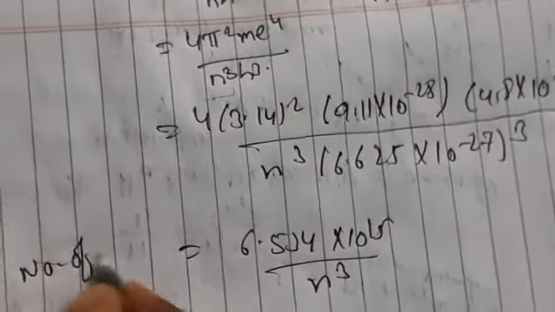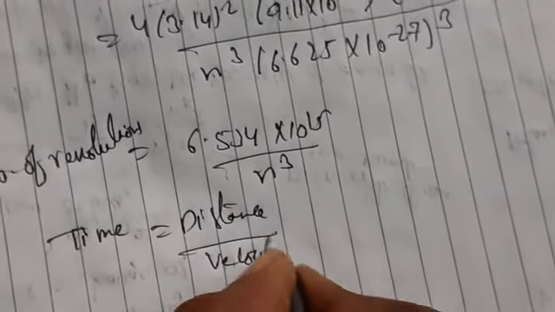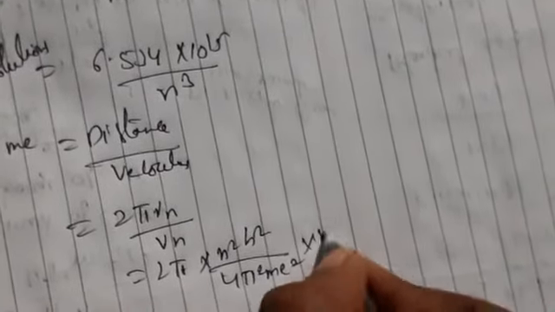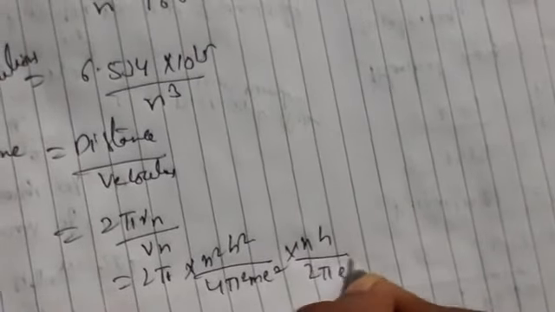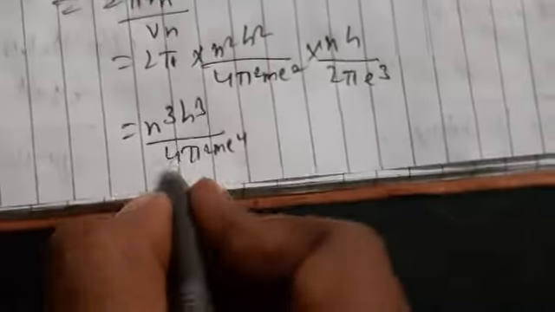Now if you take time, time is distance by velocity. So the distance of this circle is 2 pi rn, divided by Vn. Here also 2 pi into n square h square by 4 pi square me square, into nh by 2 pi e cube. So by this we can say n cube h cube by 4 pi square me power 4. So t is directly proportional to n cube.